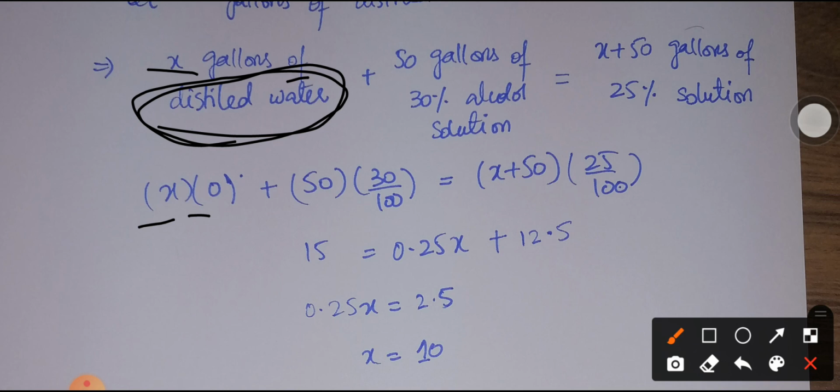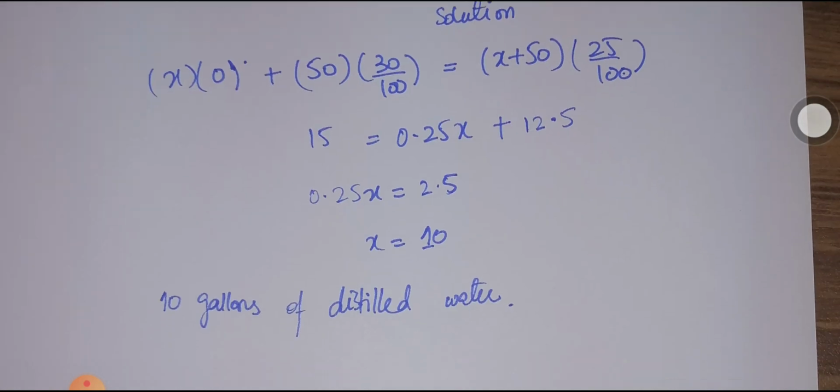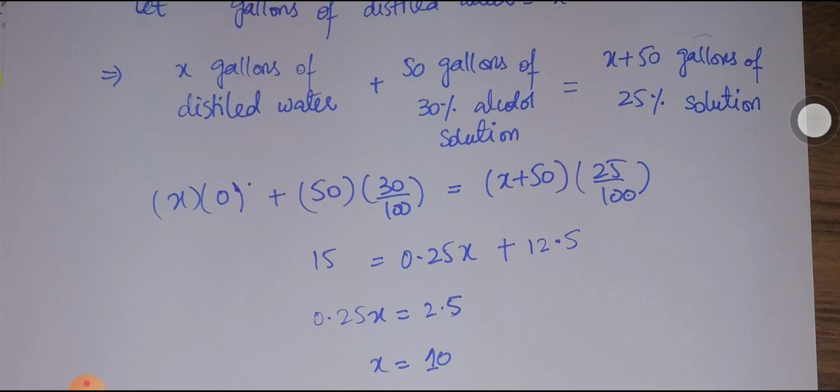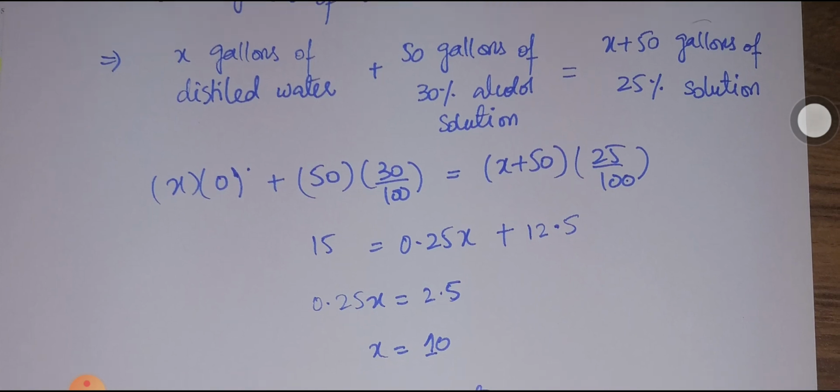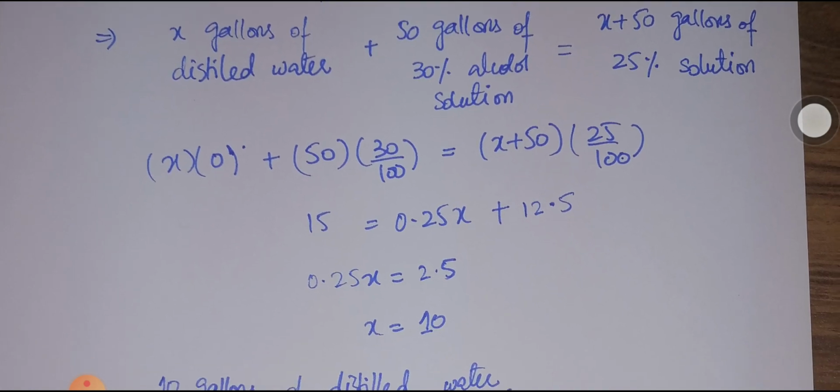So x into 0 will be 0, plus 50 as it is of means multiply with 30% solution, that is 30 by 100, is equal to x plus 50 of means multiply with 25%, that is 25 by 100, and by solving this equation we get x is equal to 10. Hence 10 gallons of distilled water must be added with 50 gallons of 30% solution to get a 25% solution at the end.